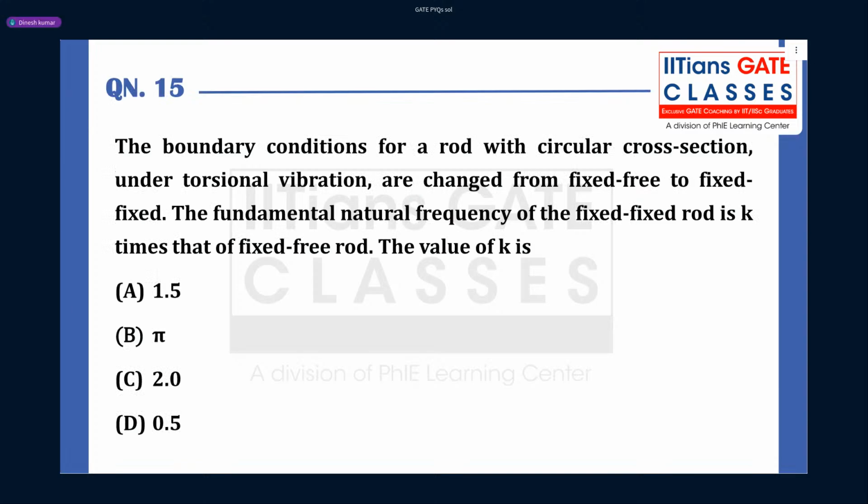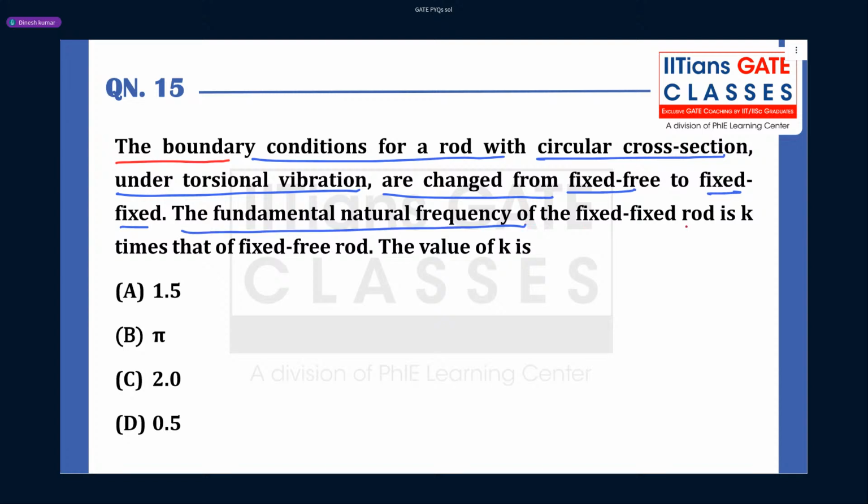Read this question. The boundary condition for a rod with circular cross section under torsional vibration are changed from fixed free to fixed fixed. The fundamental natural frequency of the fixed rod is k times the fixed free rod.